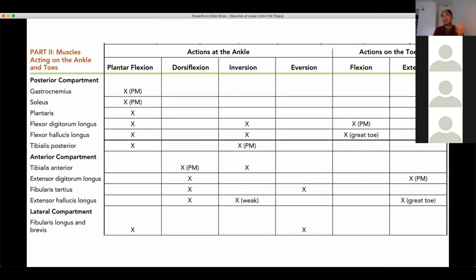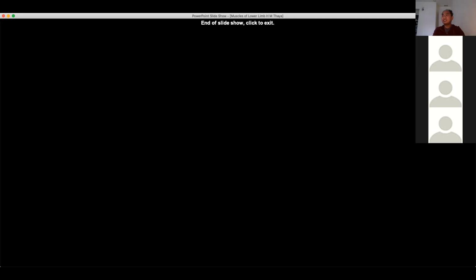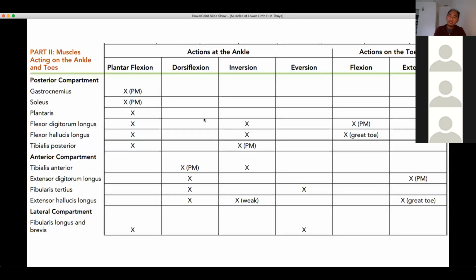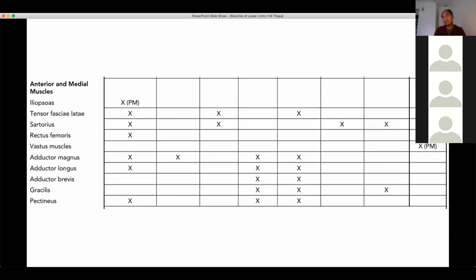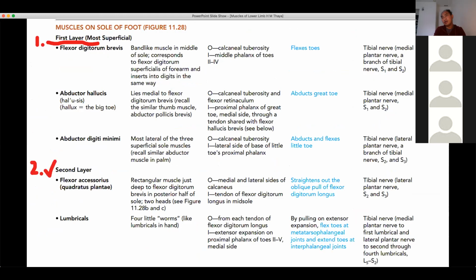Doesn't really matter at all, these here. That's the end of the lower limb muscles, guys. So I'm going to stop sharing this. Does anyone have any problem with the lower limb muscles? If not, I want to go to the renal for a little bit of revision. Let's go there.